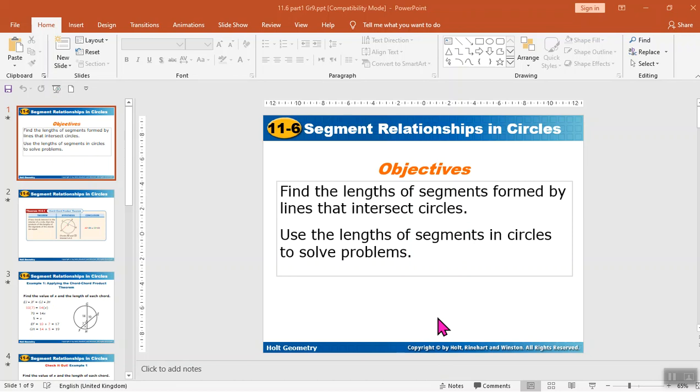Today's lesson is about segment relationships in circles. In the previous lesson, we took the angle relationships in circles, and today we will start with segment relationships in circles. Our main objectives in this lesson are to find the length of segments formed by lines that intersect circles and to use the lengths of segments in circles to solve problems. Let's start.